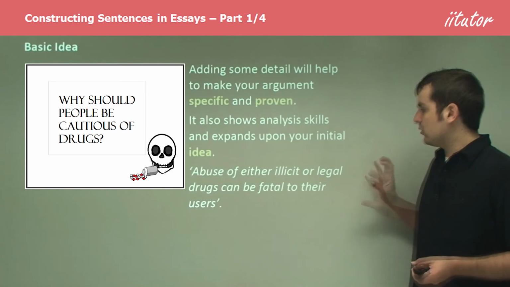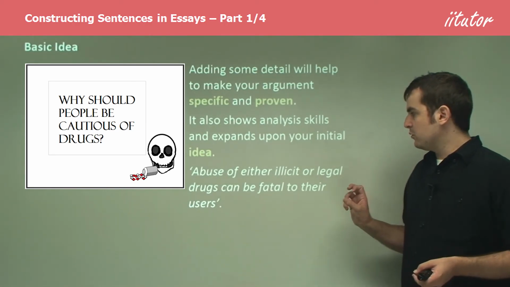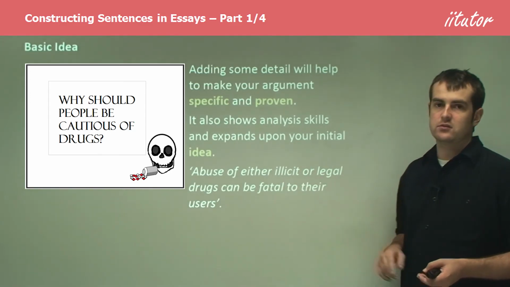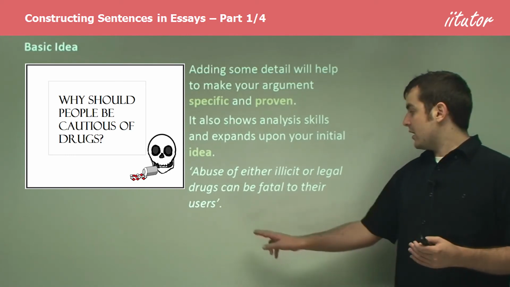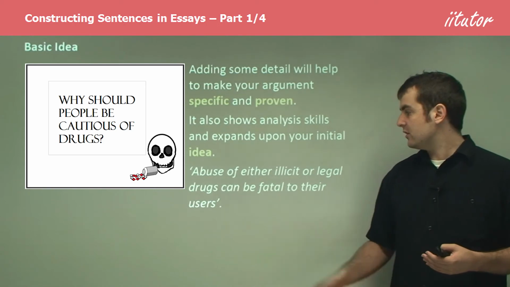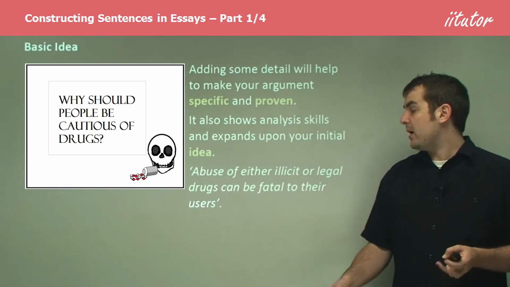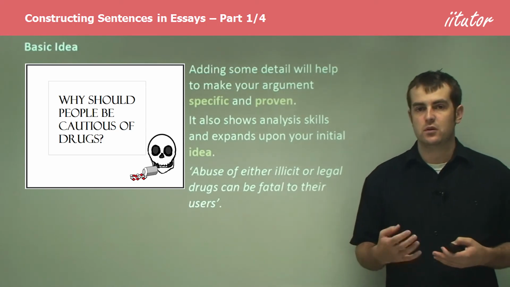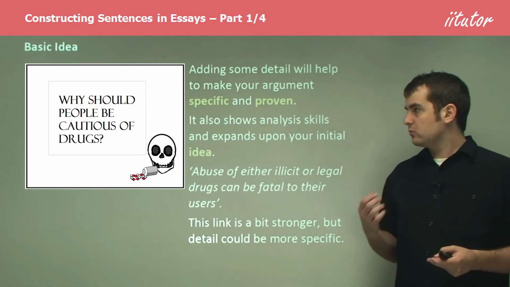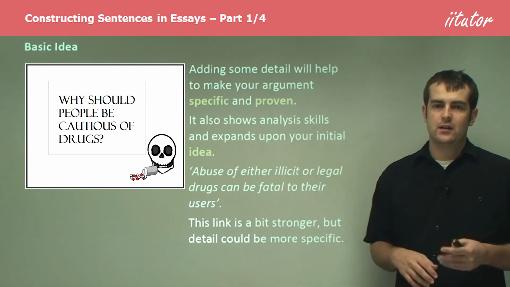Abuse of either illicit or legal drugs can be fatal to their users. Okay, so we're immediately going more specific, referring to illicit or legal drugs, saying that both sets of drugs can be dangerous and can be fatal to their users. So, expanding on that idea of kill, but also that they can be. Not necessarily saying that drugs will kill every time, but that they can be fatal, and this is a reason why they should be cautious. However, this could also be a little bit more specific and could really use a lot more evidence to support that, because yes, they can be fatal, but in what way?